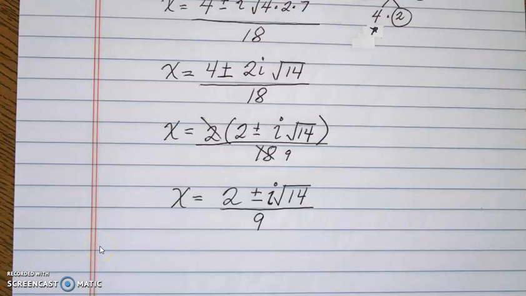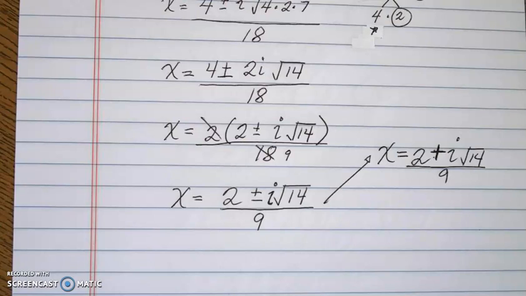And so now your answer is x is equal to 2 plus or minus i square root of 14 all over 9. And once again, you know that that has two meanings. So the first solution is x equals 2 plus i square root of 14 over 9. And your second solution is x equals 2 minus i square root of 14 over 9.